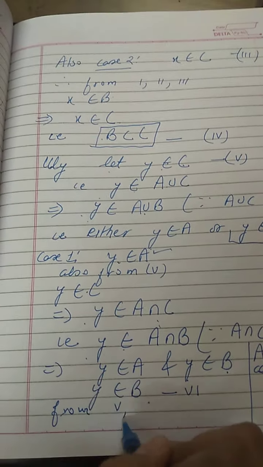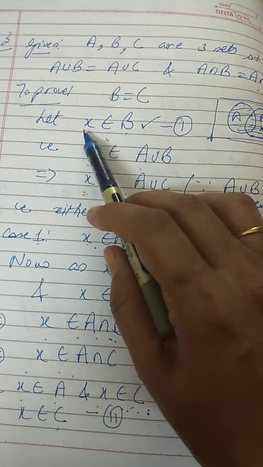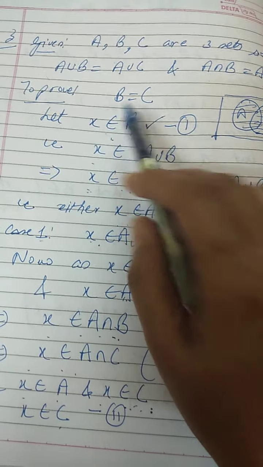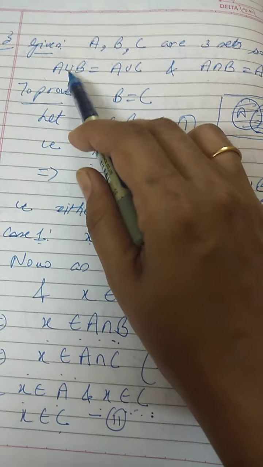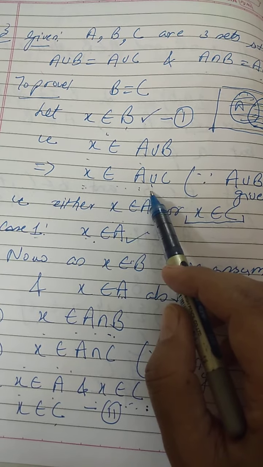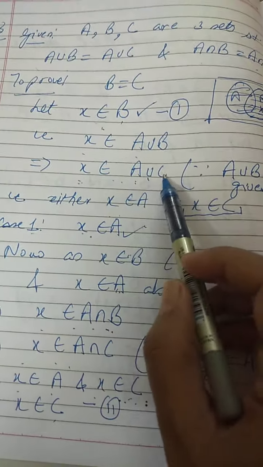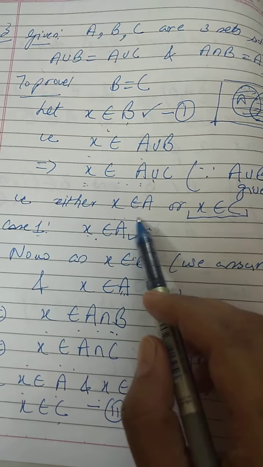So from 4th and 8th we can say B is equal to C, right? So this will be the proof of sum number 3. I am repeating, in order to prove B equals C, first we assumed any point X belonging to B, and if it belongs to B, that means it will belong to A union B. If it belongs to A union B, it means it will belong to A union C also, because they are equal.